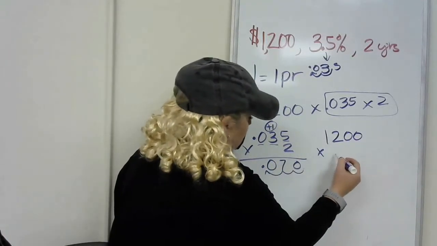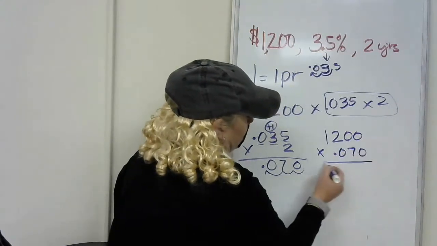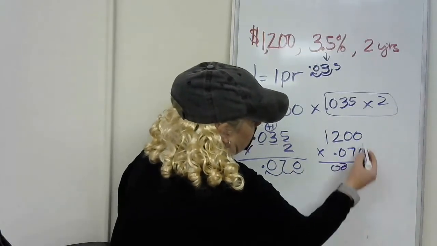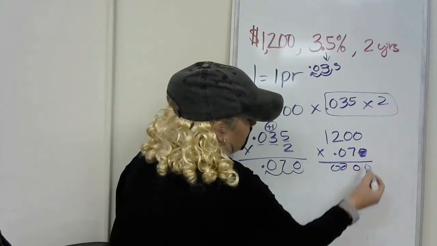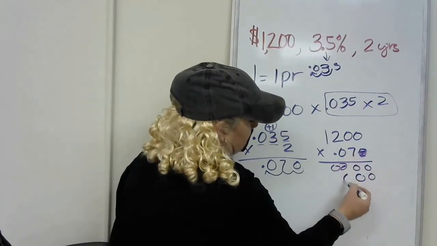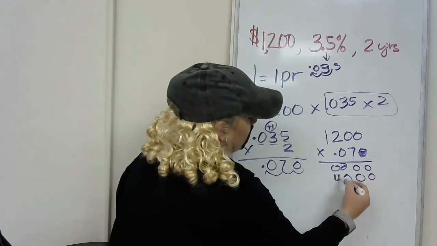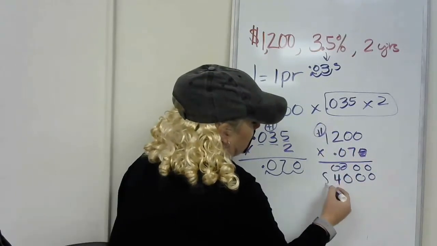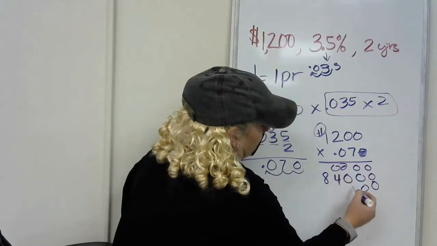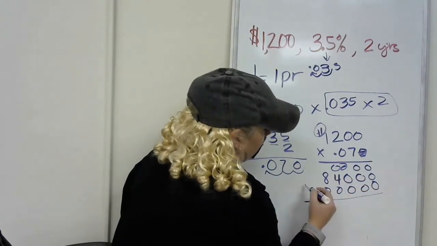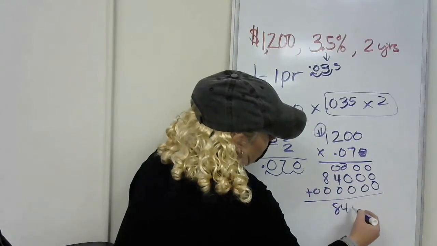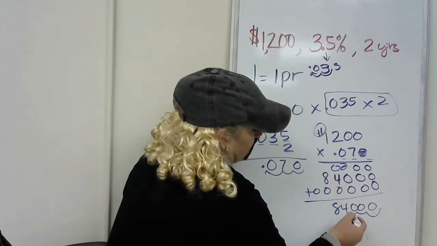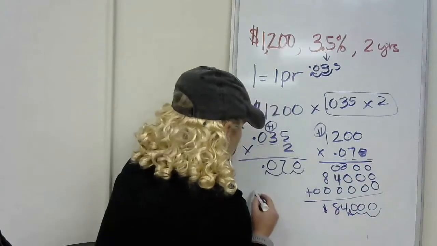1,200 times 0.070. So 0 times anything is going to be 0. We got to drop an egg in scratch. 7 times 0 is 0. 7 times 0 is 0. 7 times 2 is 14. The 4 can stay. The 1 got to go. 1 times 7 is 7. And 7 plus 1 is 8. Now, 2 eggs. And 0, 0, 0, 0. Okay? And then we're left with 8, 4, 0, 0, 0, right? 1, 2, 3, boom. All right, so you got $84 in interest.